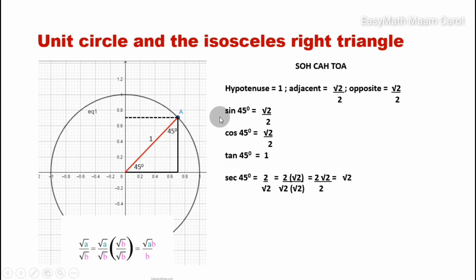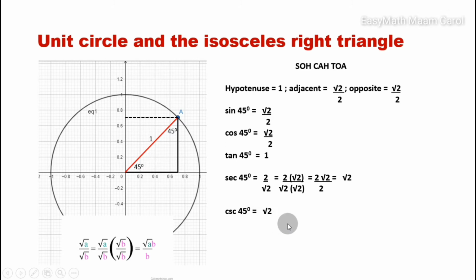Now, the same thing with the cosecant. Cosecant is just the reciprocal of sine. And since the reciprocal is just the same thing as this, we don't have to compute it anymore. All we need to do is to copy yung value ng secant. That's why the cosecant of 45 degrees is equal to the square root of 2.